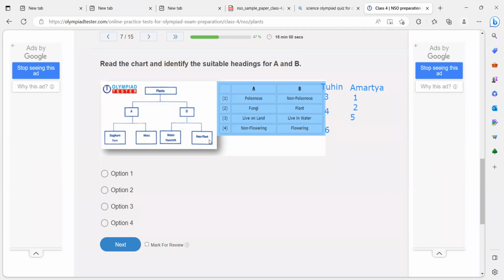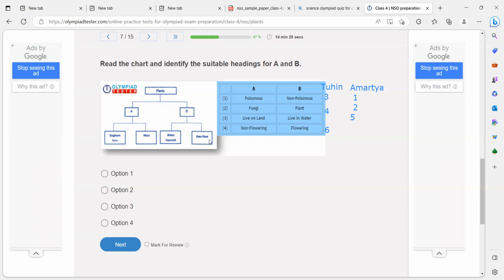What is this name? That is the first time I'm seeing it. Staghorn fern. Yes, ma'am. Tell me again. It is staghorn fern. Staghorn fern. Yes. Staghorn fern and water hyacinth live in water, ma'am.